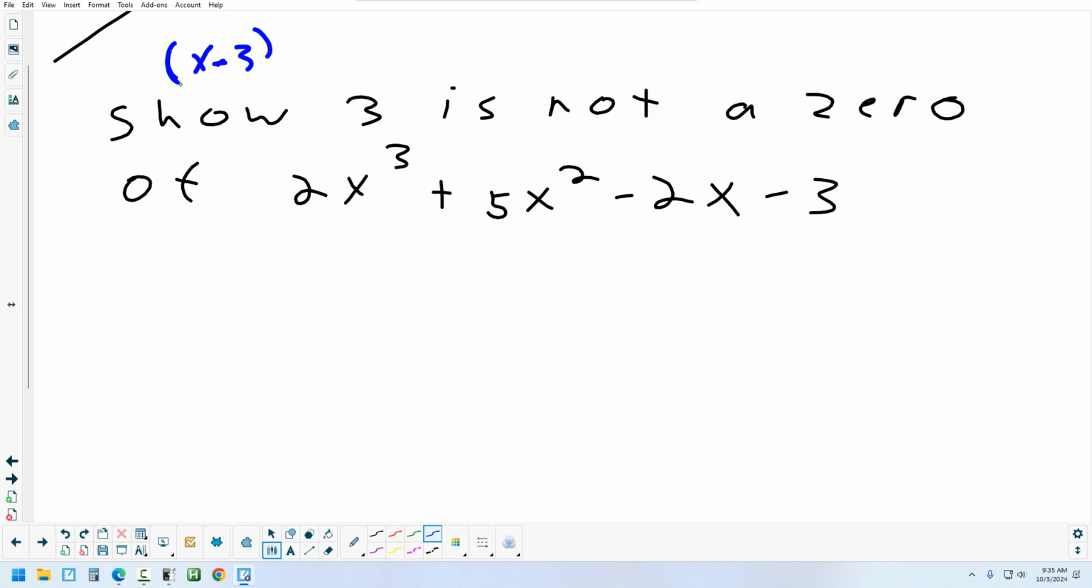So to show that it's not a factor, what am I hoping happens when I do synthetic division? You don't get a remainder of 0. Right, I want to get something that is not a remainder of 0.